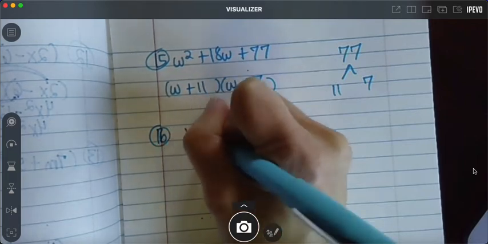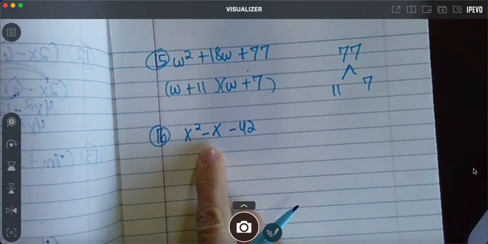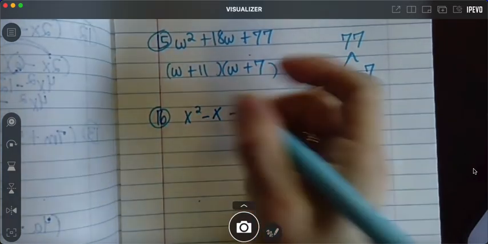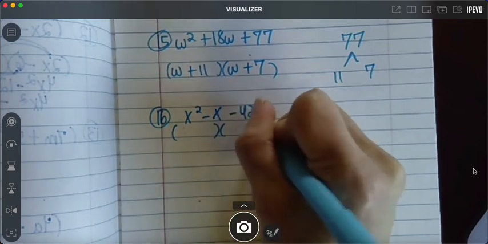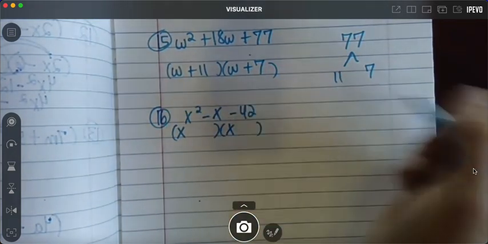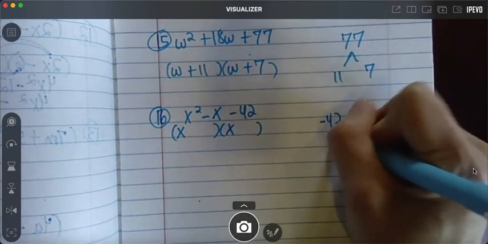X squared minus, that's 1x, in case you forget how many x's that is. That's an understood 1. There's no number out front, so I can just do my 2 parentheses. So what goes at the front of that? X and X. I'm going to find factors of negative 42.